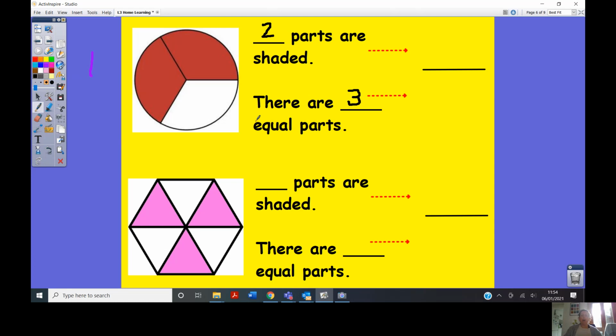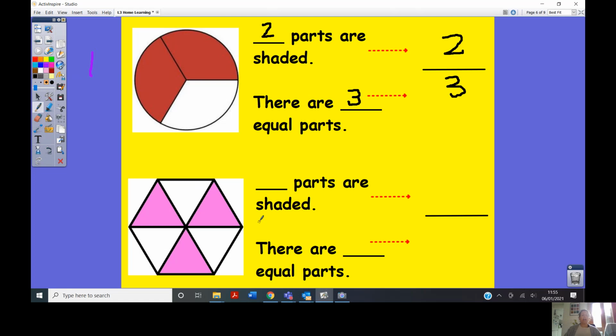There are 3 equal parts. Our 3 equal parts are our denominator. 1, 2, 3. The parts that we have, or the parts that are shaded, 1, 2. Our shape here is 2/3 shaded. 2/3 of this circle are shaded. 2 parts out of 3 have been shaded.